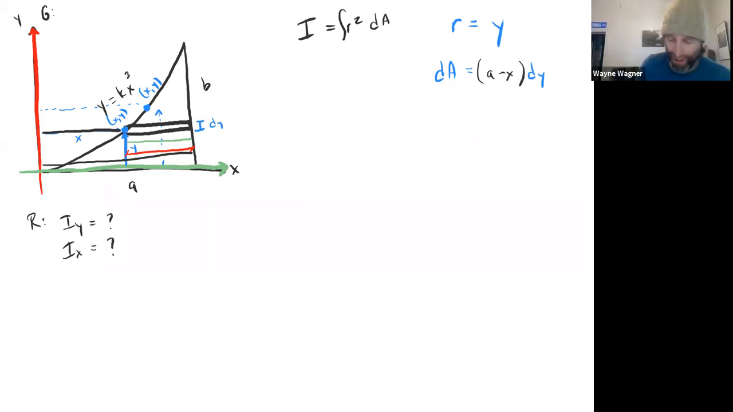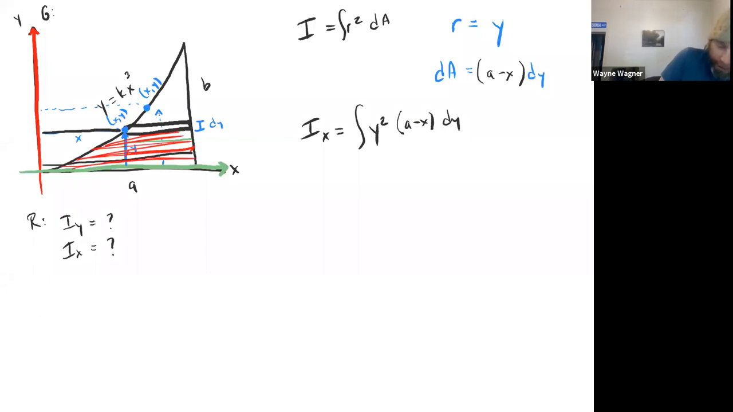Yeah. Okay. All right. So now we just gotta put all this stuff together and make an integral. So we'll say I, in this case, this is I with respect to the x-axis, equals the radius squared, so that's y squared, and this dA, which is going to be A minus x dy. And because we're doing dy's, the way I see a lot of people teach this on the internet, maybe this works, I don't know, is they say we're stacking these boxes in this direction. So we're stacking them from 0 all the way to B. Okay, so 0 to B.